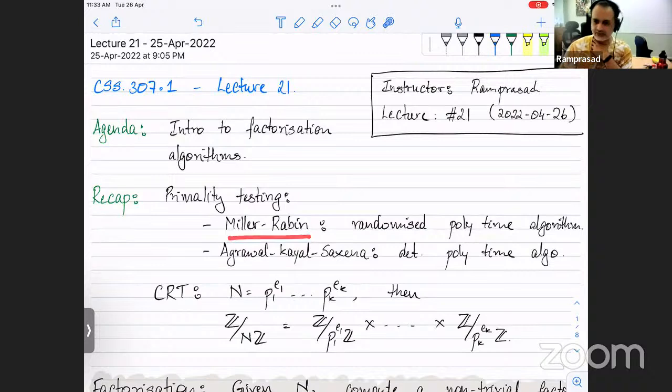We first saw the Miller-Rabin algorithm, which is based on what's called the Fermat test, plus some Chinese remaindering to help us make sure that even for numbers that happen to pass the Fermat test, you are still able to figure out if the number is prime or not. That was the Miller-Rabin algorithm. It's a randomized polynomial time algorithm. It's very simple to describe, and in fact, this is what is often used in practice.